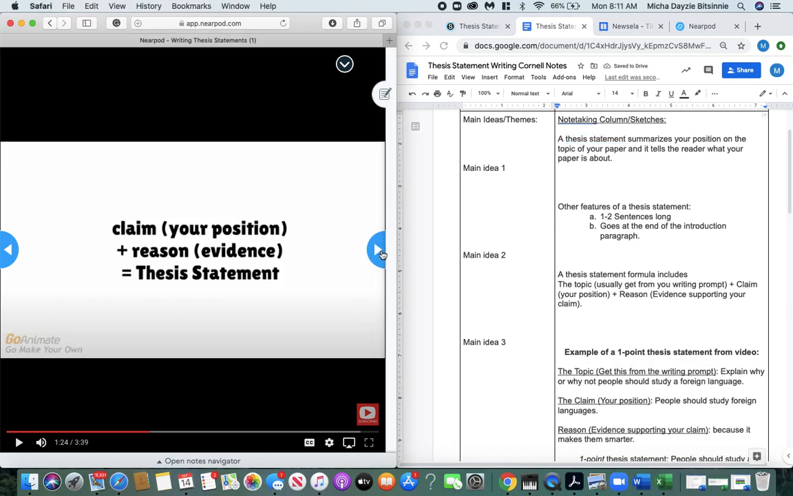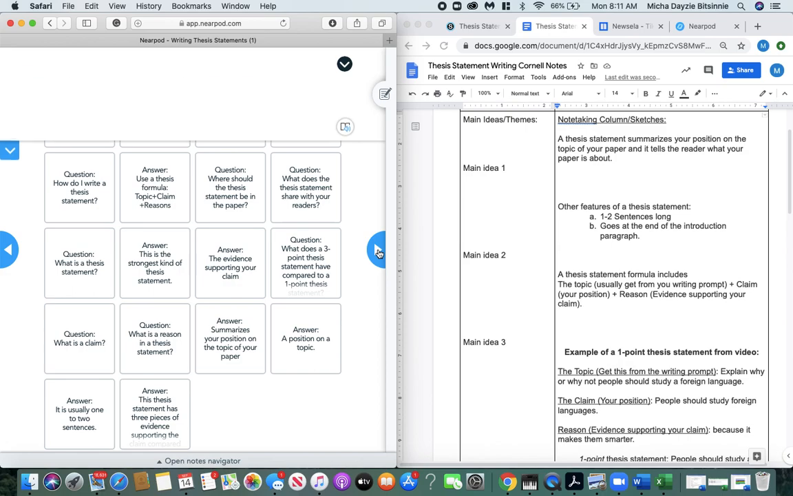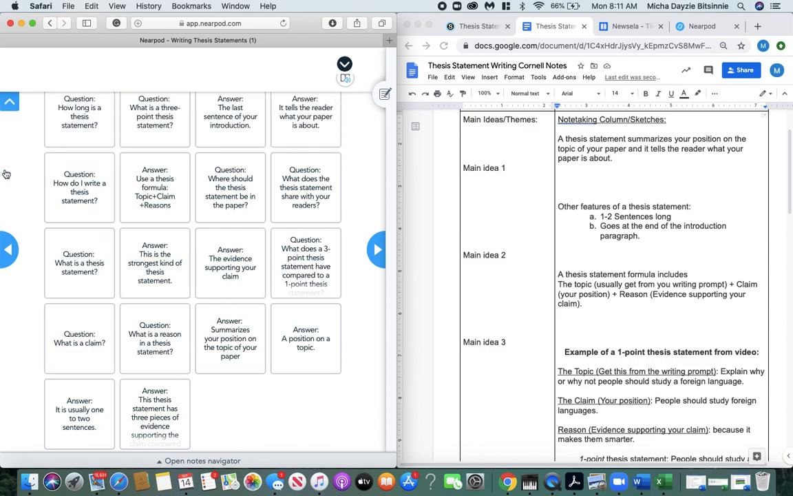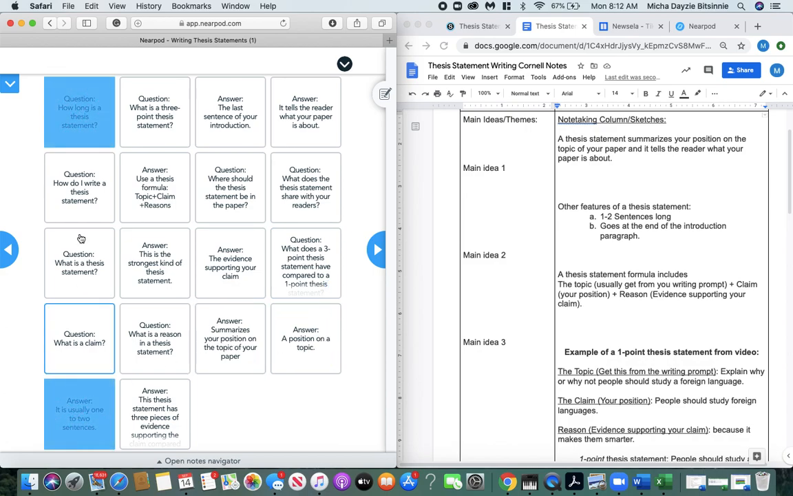All right, next you have a little quiz. Make sure you pair up, take your notes and also remember what's in the video, and start doing the matching game. So how long is a thesis statement? That's the question, and the answer will be, it is usually 1 to 2 sentences.